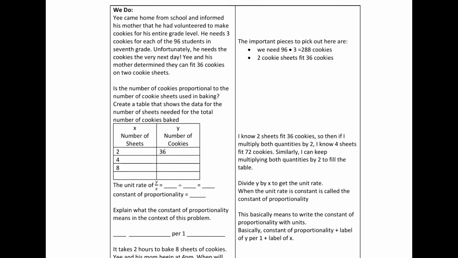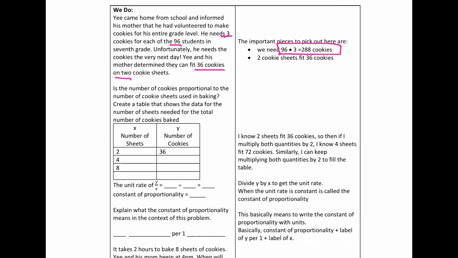Let's look at this next example. The student needs to make 3 cookies for each of the 96 students. That means that we need 96 times 3 cookies, which is 288. We also know that 36 cookies fit on 2 sheets. We want to know, is the number of cookies proportional to the number of sheets used in baking? And we're going to look at making a table.